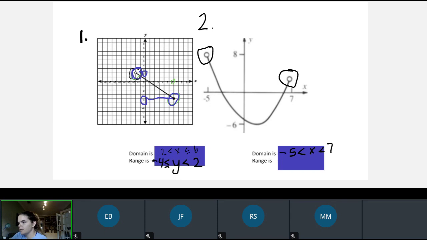All right, now I'm going to come to my range. So my lowest point is at -6. And that is part of the function, which is continuous. So that is going to be a less than or equal to sign. Then I have y values. My highest point is at 8. And that is going to be strictly less than because that point is an open circle.